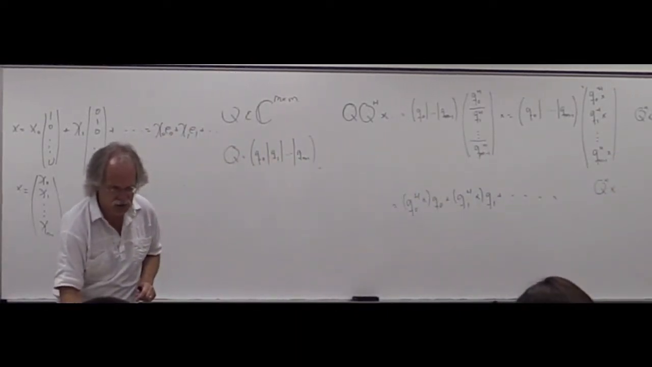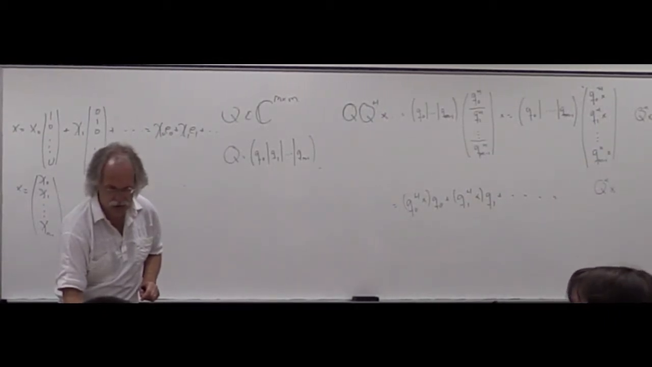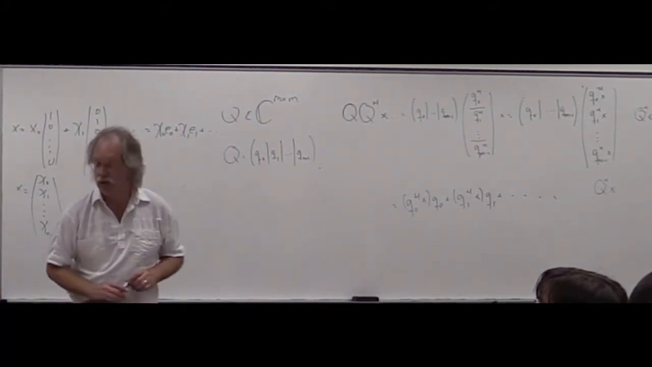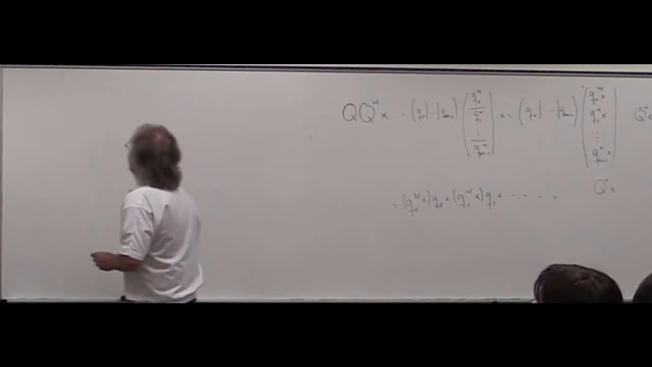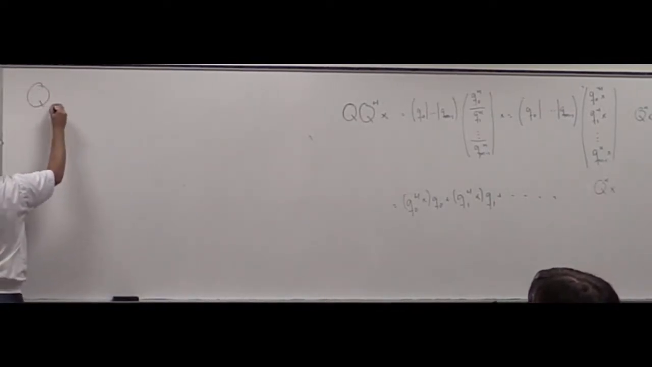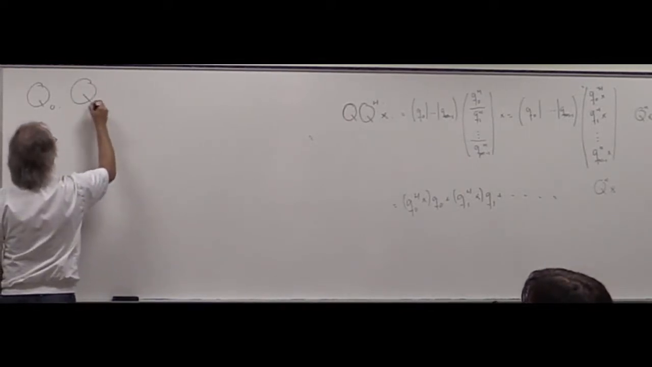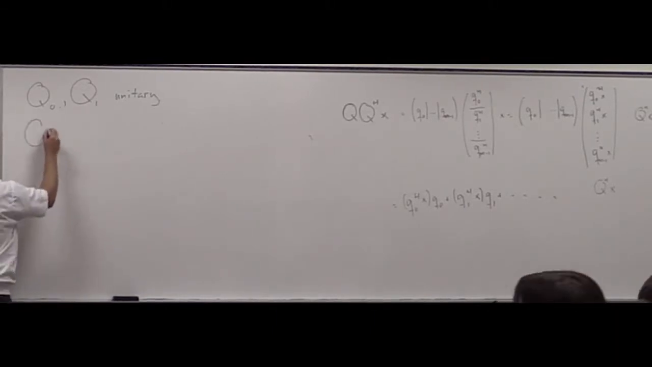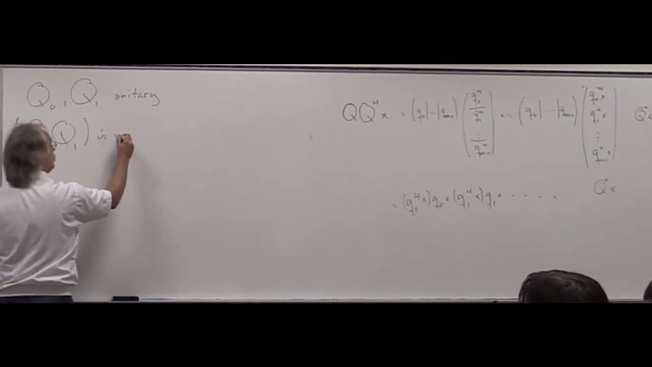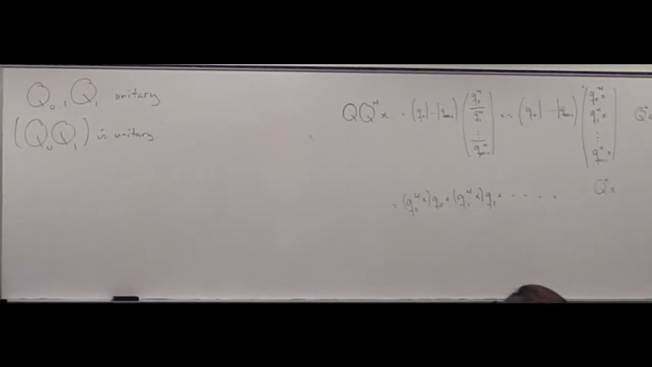What else is important about unitary matrices? Okay, there's a couple more important things, and these are all homework exercises. If you have a Q0 that's unitary, and you have a Q1 that's unitary, and they're both m by m, then notice that Q0 times Q1 is also unitary. And that's just a matter of working through the definition of what is a unitary matrix. Okay, I'll leave this as an exercise. What does this, of course, mean if you take k unitary matrices and multiply them all together? You get a unitary matrix, right?